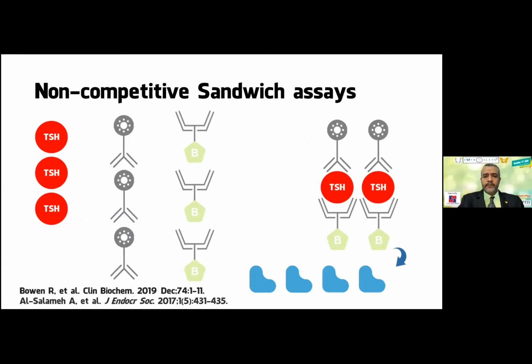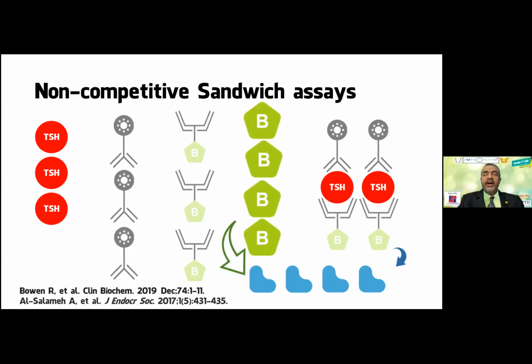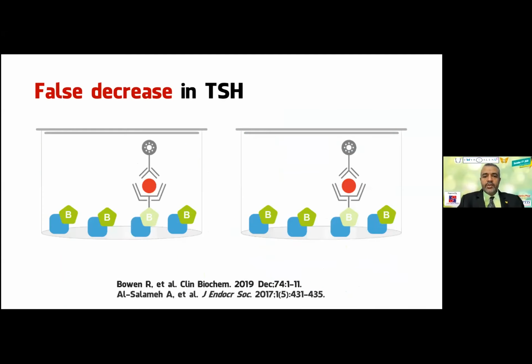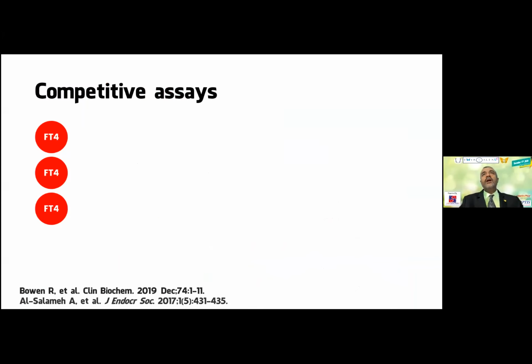What happens if we add a lot of biotin to this picture? Patients take mega doses of biotin, from 5 milligrams up to 300 milligrams. This biotin competes with the sandwiches for binding to the streptavidin, and so you will get this picture instead of the one I showed you before. The presence of biotin in the blood falsely decreases the TSH. So this is how biotin produces suppressed TSH.